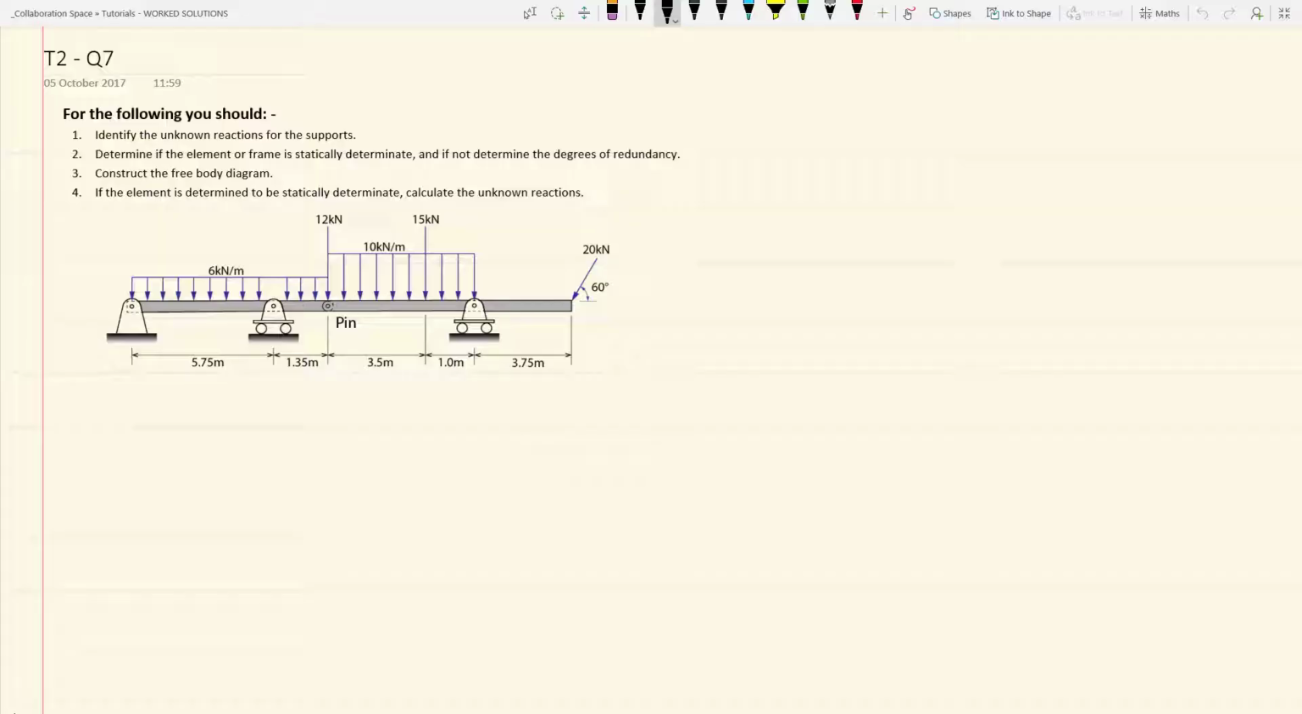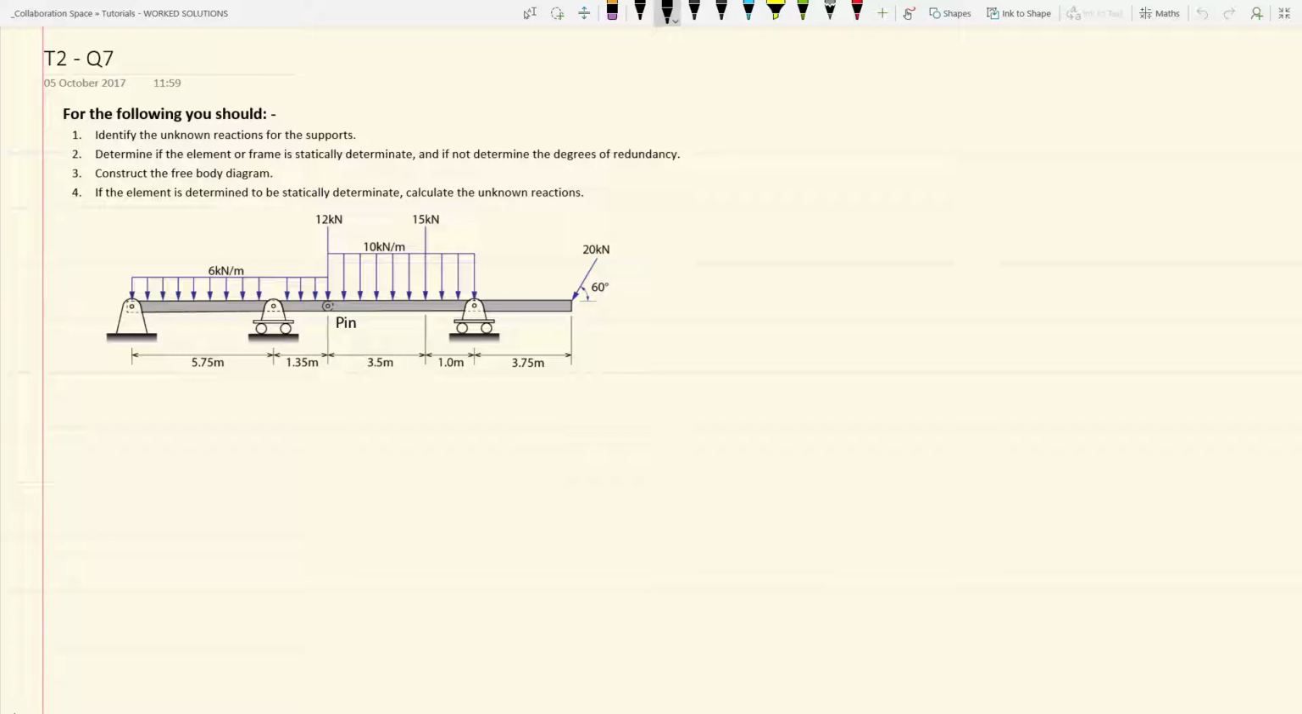Consider a continuous beam supported at one end by a pin and continuous over two roller supports. Additionally, the beam has an internal pin. The beam is subjected to two partially distributed loads, two vertical point loads, and one inclined point load to the end of a 3.75 metre cantilever.